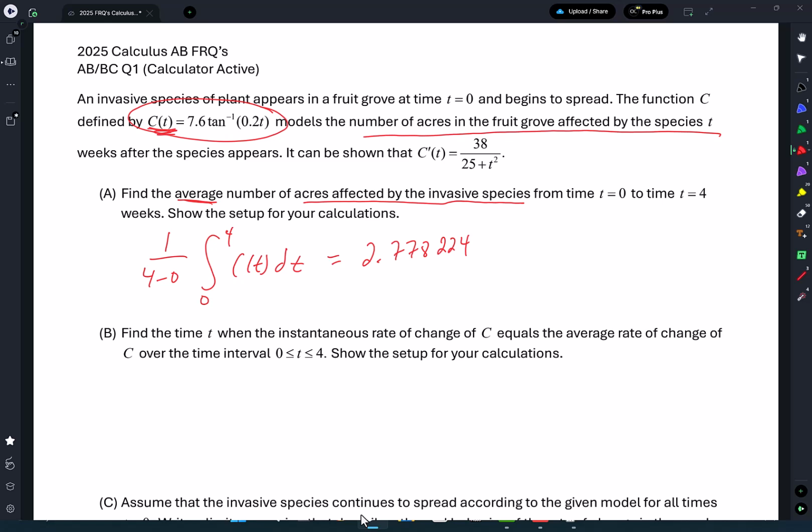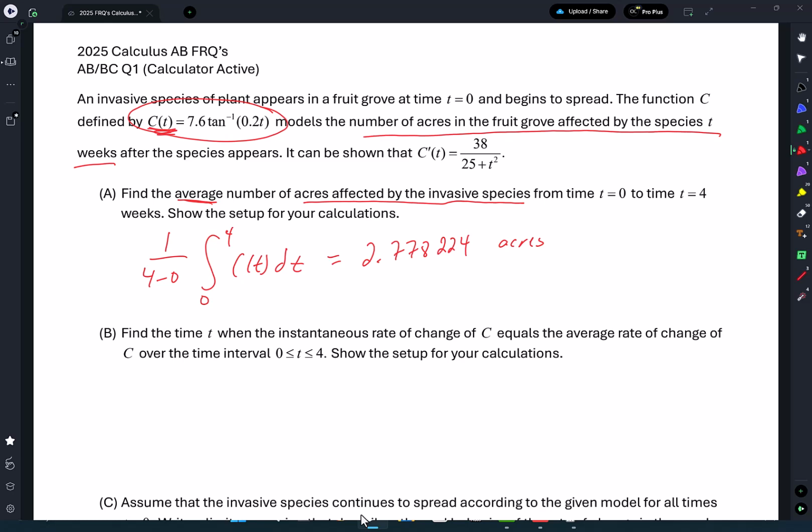If you wanted to put units, you don't have to. Let's see. This is the C of t is in acres. Well, it's acres times time, right? What was time again? And what did they say anywhere? Weeks. So acres weeks divided by the change in time. So weeks. So this is acres. And I don't see any issues. I think we're good.